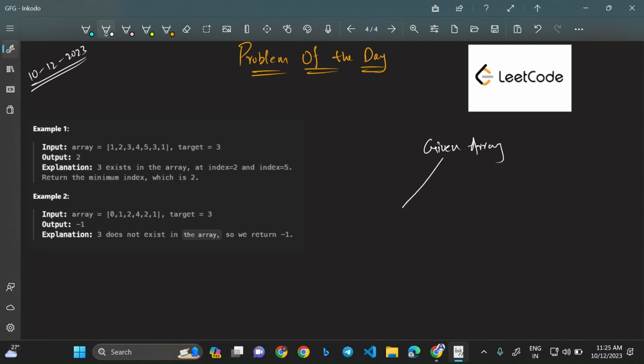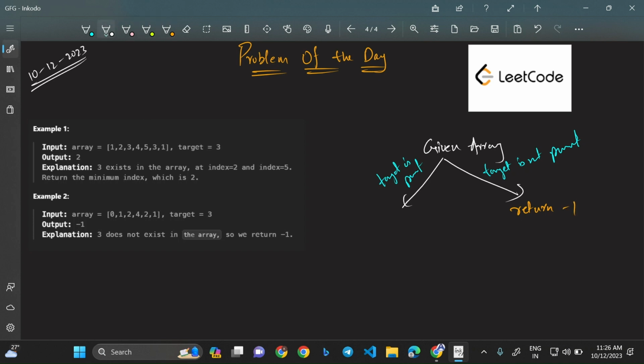So there are two cases. First case is the target is present, and the second is the target is not present. In the case where the target is not present, we return -1. So this is a straight away answer. We return -1 in this case. So let us assume the target is present.